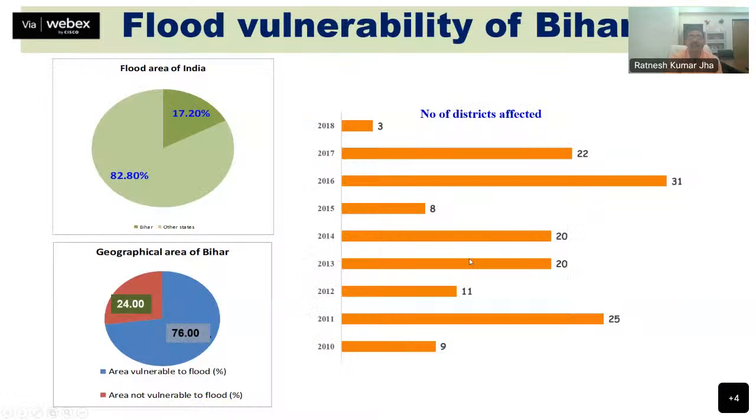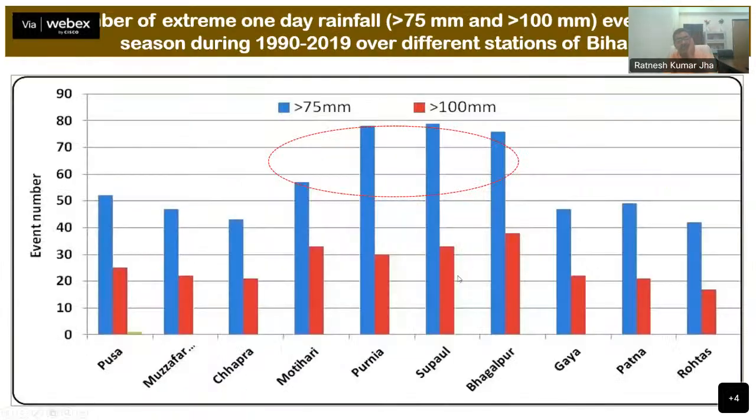Now this is the same figure, and we see that almost all years from 2008 to 2019 and 2020 were also flood affected. So these are the districts that are flood affected here, and 76% of the geographical area of Bihar is flood affected.